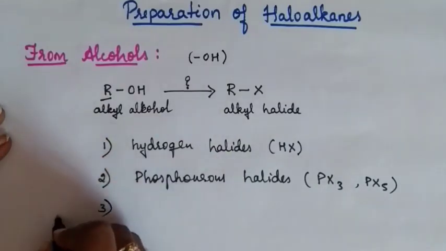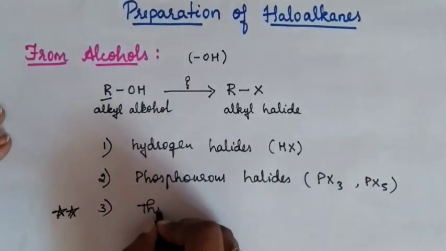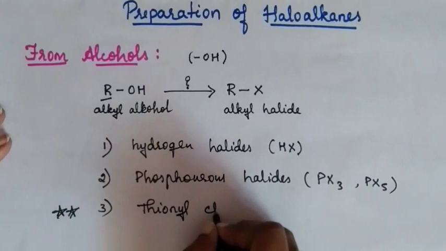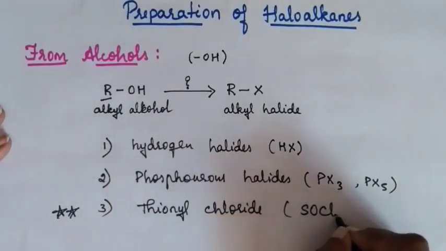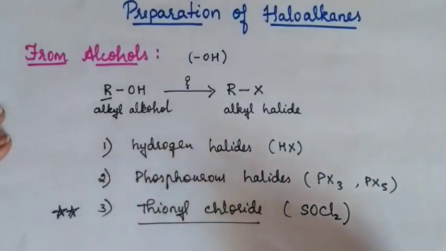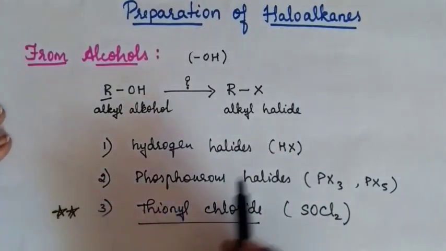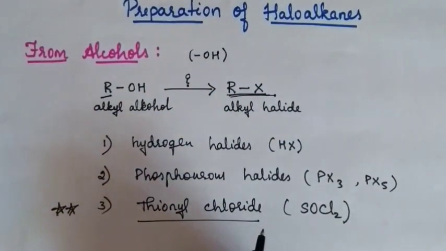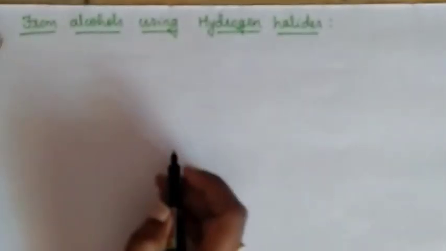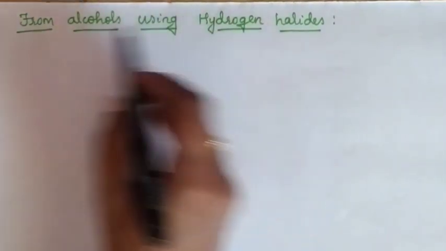And the third and most important reagent for the preparation of alkyl chloride is thionyl chloride. The thionyl chloride formula is SOCl2. This is the most important and most suitable method for the preparation of alkyl chloride. Using these three reagents, we are going to prepare haloalkanes or alkyl halide from alcohol. Now let's see how we can prepare alkyl halide using hydrogen halide from alcohols.